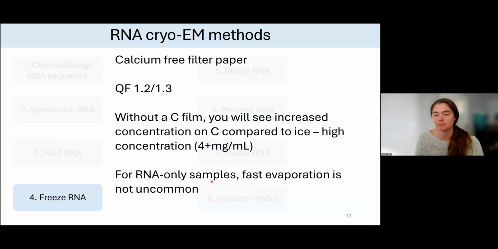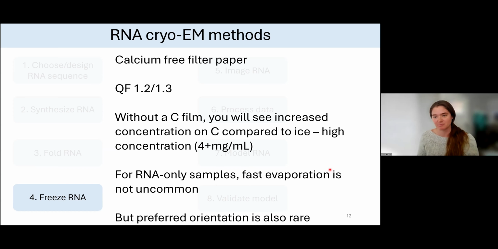For RNA-only samples, we do see fast evaporation very frequently. So you will see very often these dry, thick grids sometimes that we think is because of the surface tension of how RNA is. We do not think RNA is hanging out on the air-water interface as much as proteins are, which actually protects it from evaporation. But that also means with RNA, so far, preferred orientation has been very rare. So generally, we see very little preferred orientation in our RNA grids, which is very convenient for us.